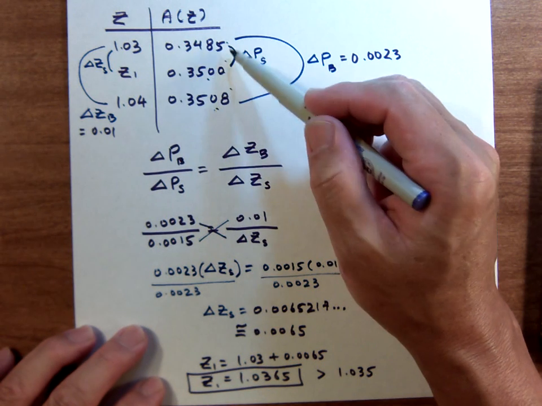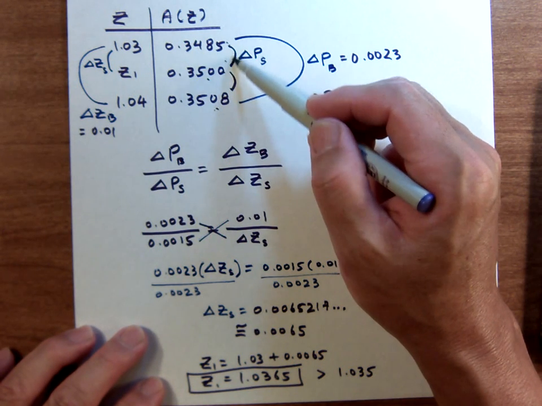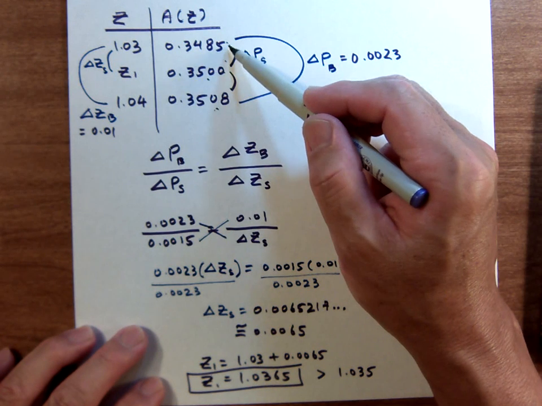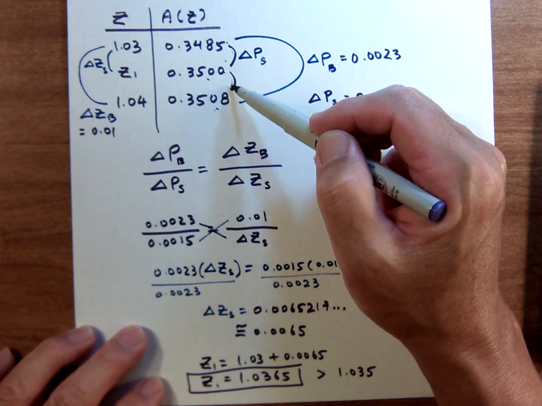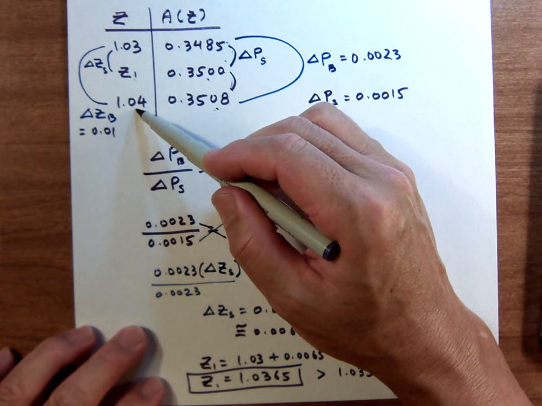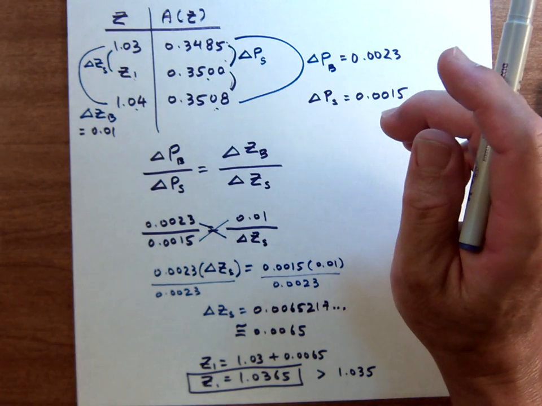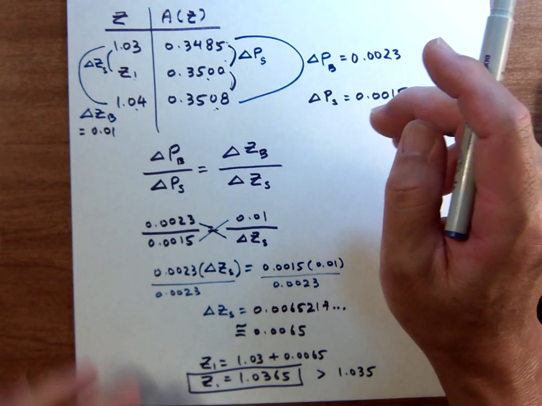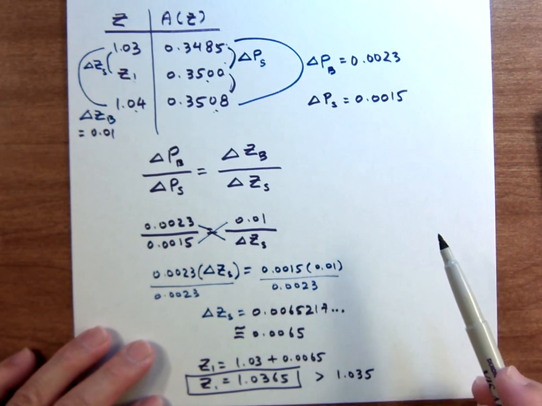As you can see, the change here we found to be 15 10,000ths. This is only 8 10,000ths. So we do expect our z1 value to be closer to 1.04 than it is to 1.03. That's just a quick checking technique. But basically this is what we call the linear interpolation technique.